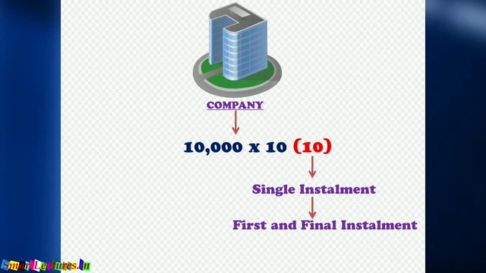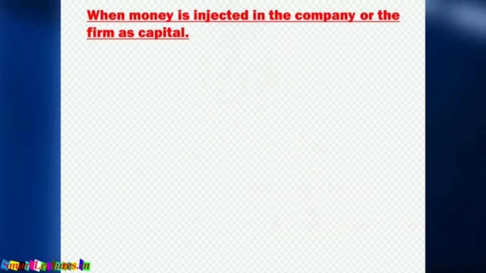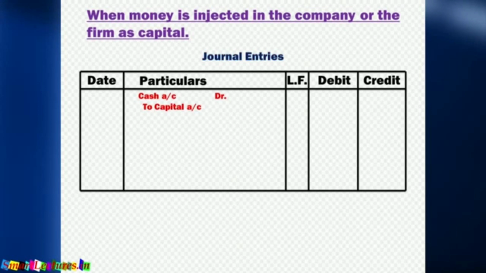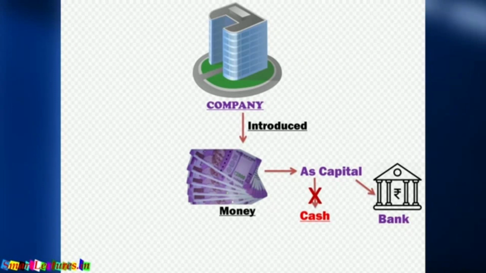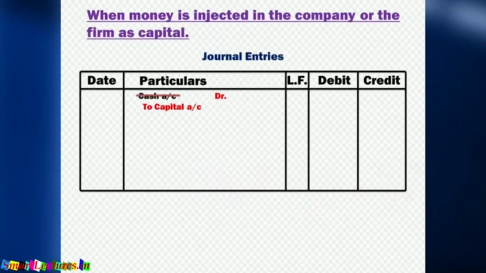A simple journal entry is when the money is injected into the company or firm as capital, the journal entry is cash account debit to capital. So the same journal entry will be applied here. But be careful. In company, the money is always introduced as capital through bank, not cash. So we cannot use the word cash. We will debit bank account. So it shouldn't be cash account debit, it should be bank account debit to capital.